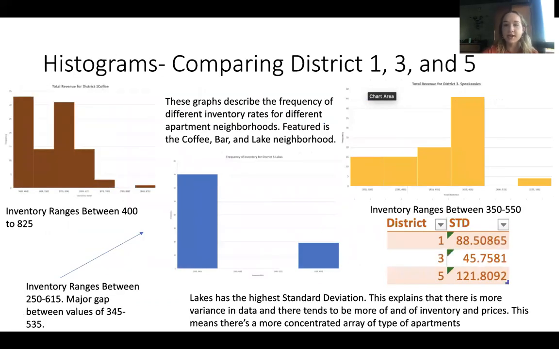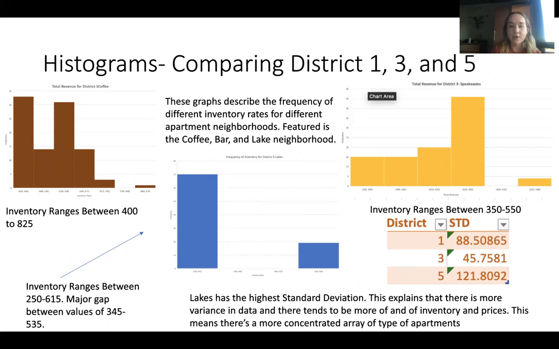Now, for histograms, it's a really awesome chart to compare the frequency of different rates of inventory and what kind of expenses are going to come for each neighborhood. So we're going to compare District 1, 3, and 5. Over to the left, we have District 1 coffee. And as we can see, the inventory ranges between 400 to 825 with a bit of a gap where there's not really a lot of apartments available in the 700 range.